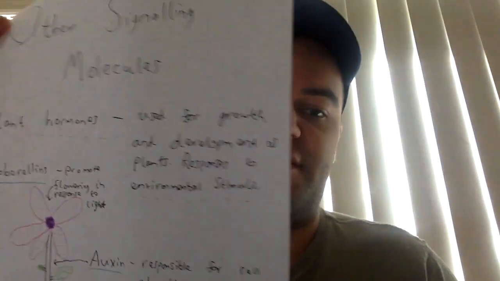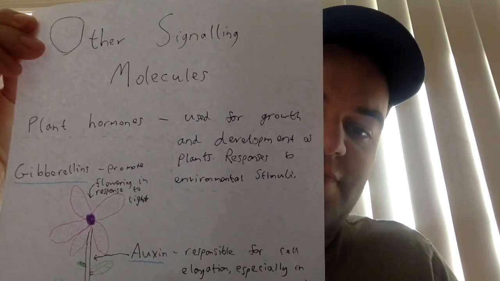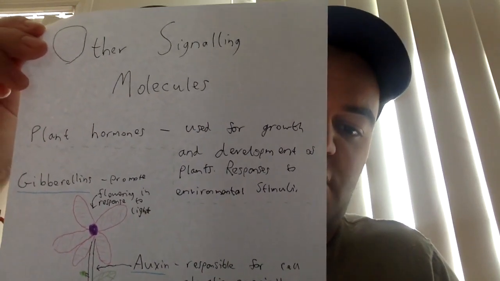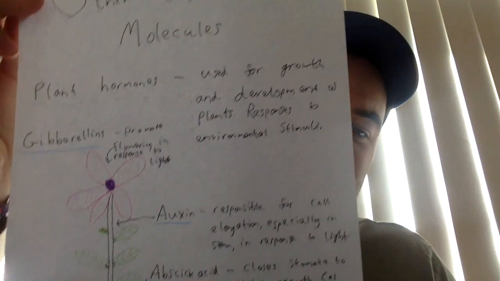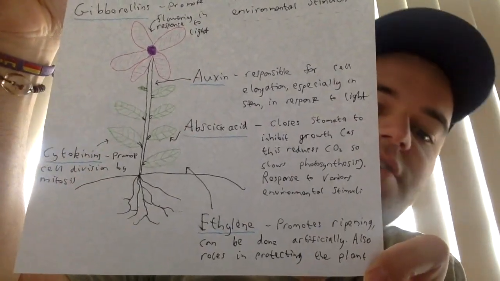So, like I say, there's not too much to talk about the plant hormones. Just know the general idea that they are used for growing and developing plants, and that's in response to different environmental stimuli. And that's just some names of some of the key ones that are involved.